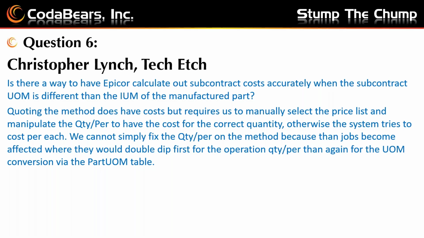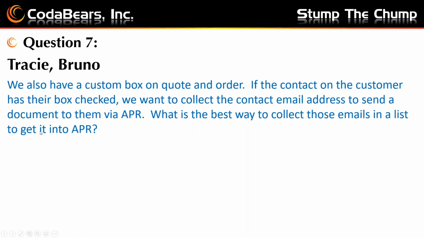Next one came in from Tracy at Bruno. We also have a custom box on a quote and order. If the contact on the customer has their box checked, we want to collect the contact email address to send a document to them via APR. What's the best way to collect those emails in a list to get it into APR?